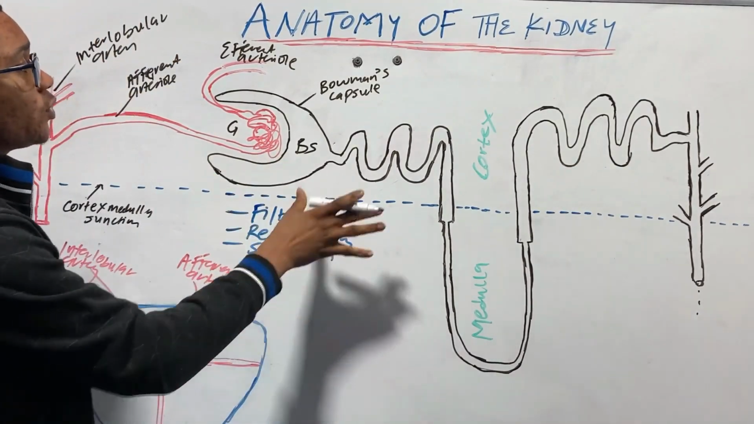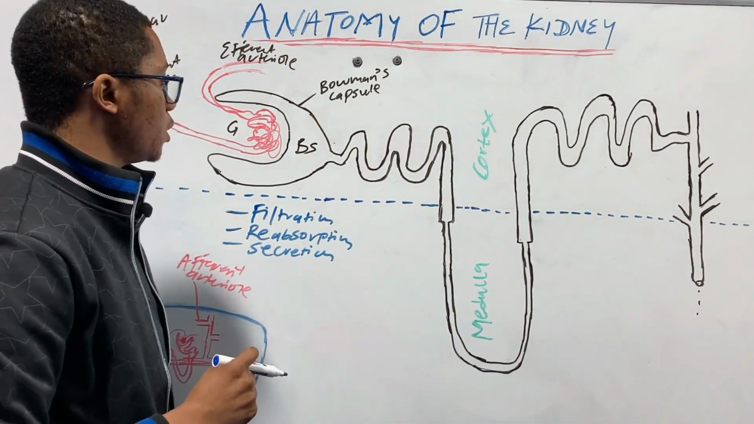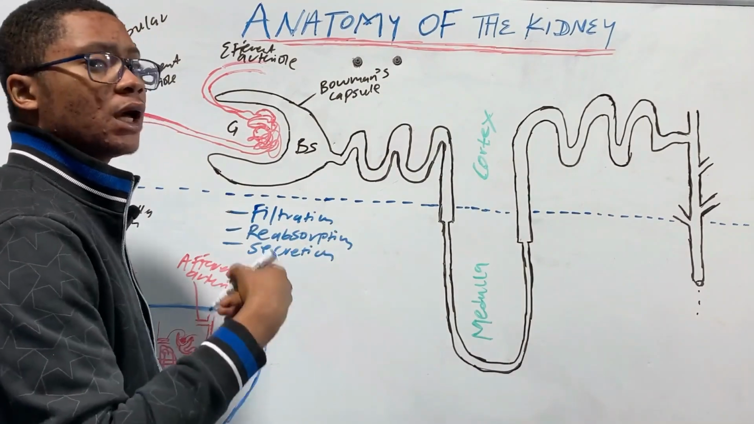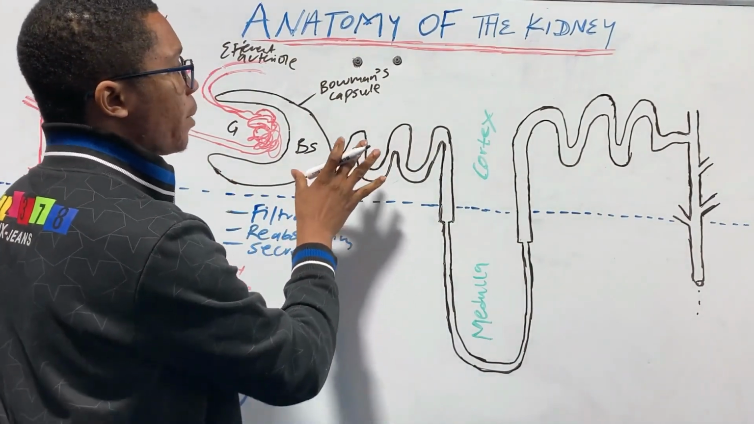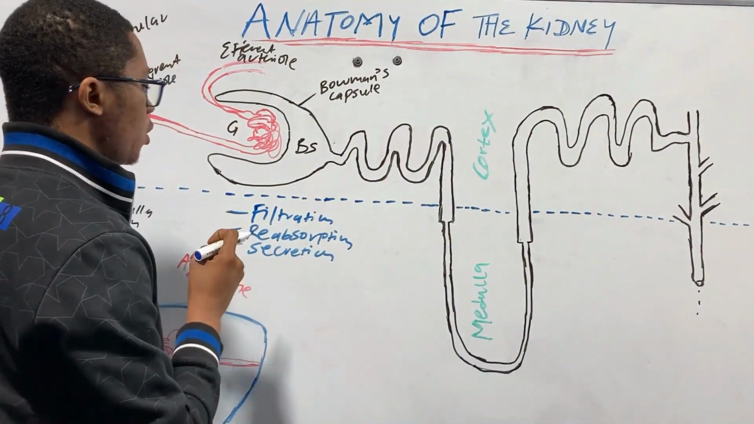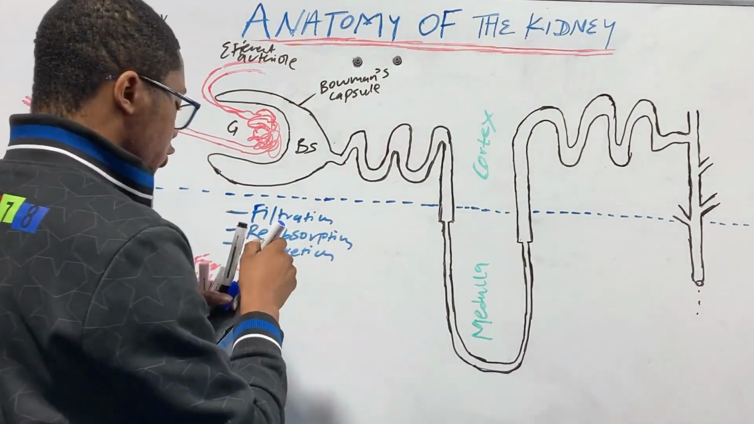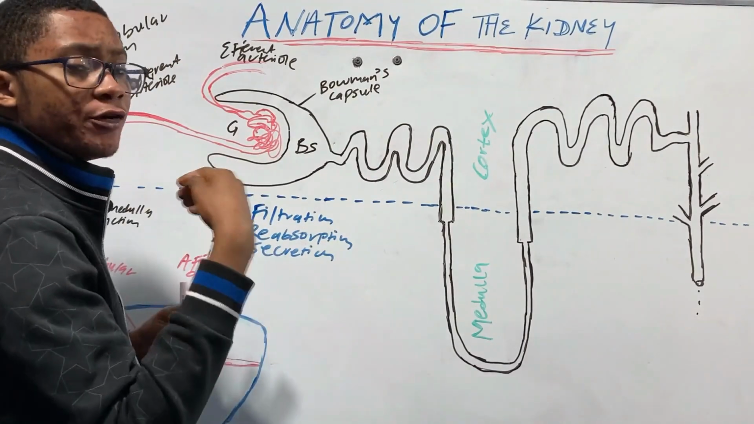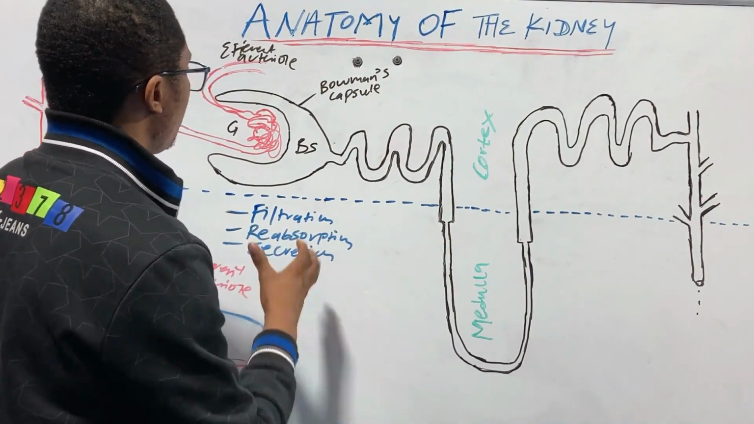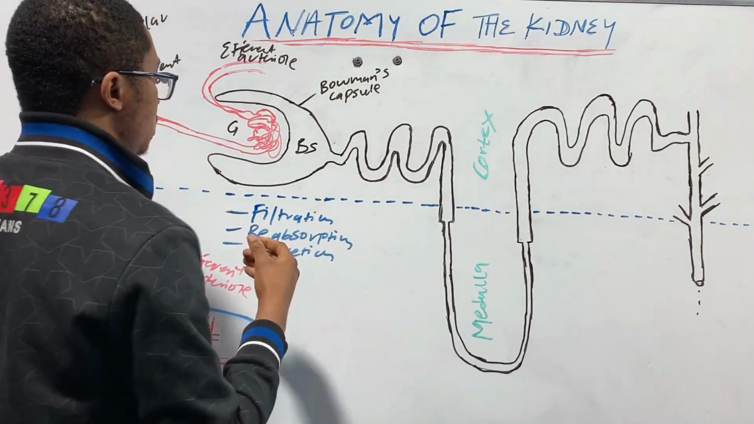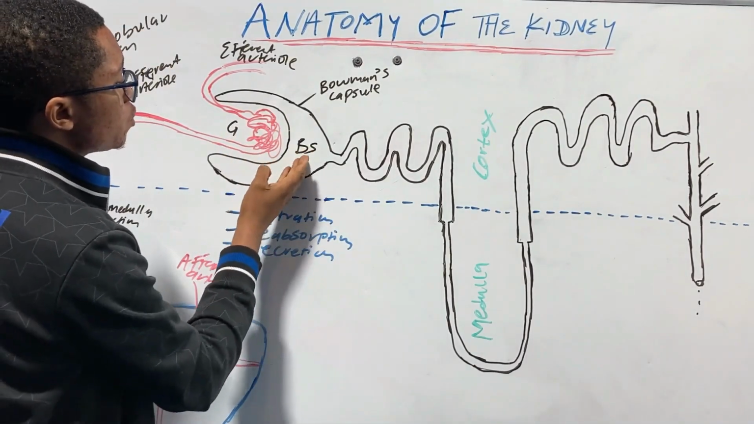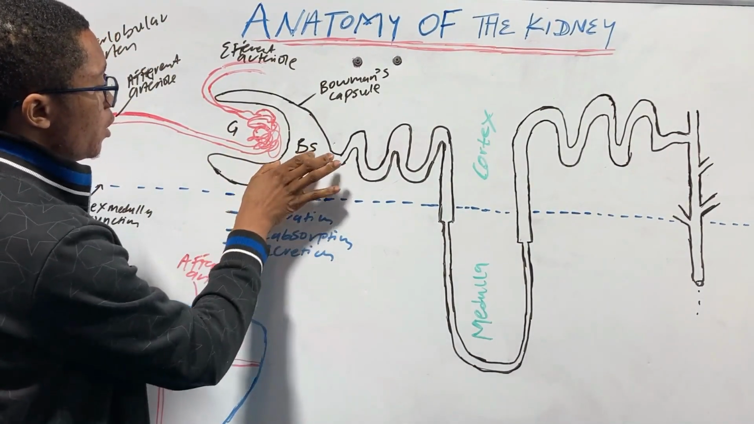So these are the three things that actually happen in the kidney: filtration, reabsorption, and secretion. Before we move into the parts of the nephron, let's quickly talk about what filtration, reabsorption, and secretion are. Filtration is what I've just explained here, filtering based on size and based on charges.